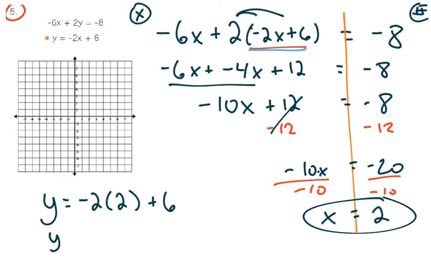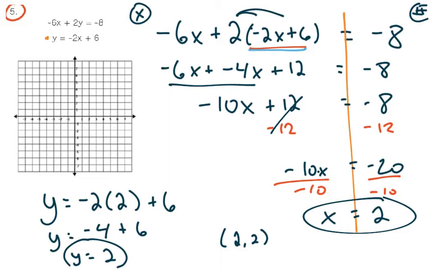So y equals negative 2 times 2, which is negative 4. Excuse me, negative times a positive is negative, plus 6. So negative 4 plus 6 is 2. So y also equals 2. Now that I have an x and a y, I have a solution. Remember, every solution is a point. So my point is always going to be x comma y, or in this case, 2 comma 2. I just solved this system of equations by substitution.